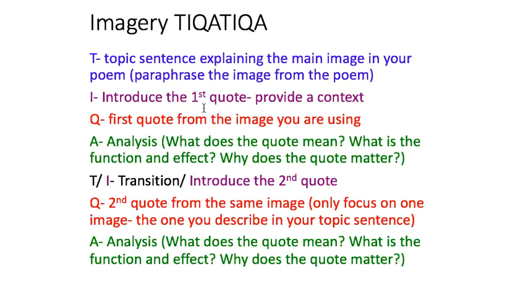So you'll introduce your first quote, make sure you're providing the context. You're going to have your quote, your textual evidence from the image, and then your analysis. What does the quote mean? What is the function effect? Why does the textual evidence matter? You're going to transition, introduce your second quote. Second quote is from the exact same image. It's just a different piece of textual evidence. Your analysis. What's the textual evidence mean? What's the function effect? Why does the textual evidence matter?